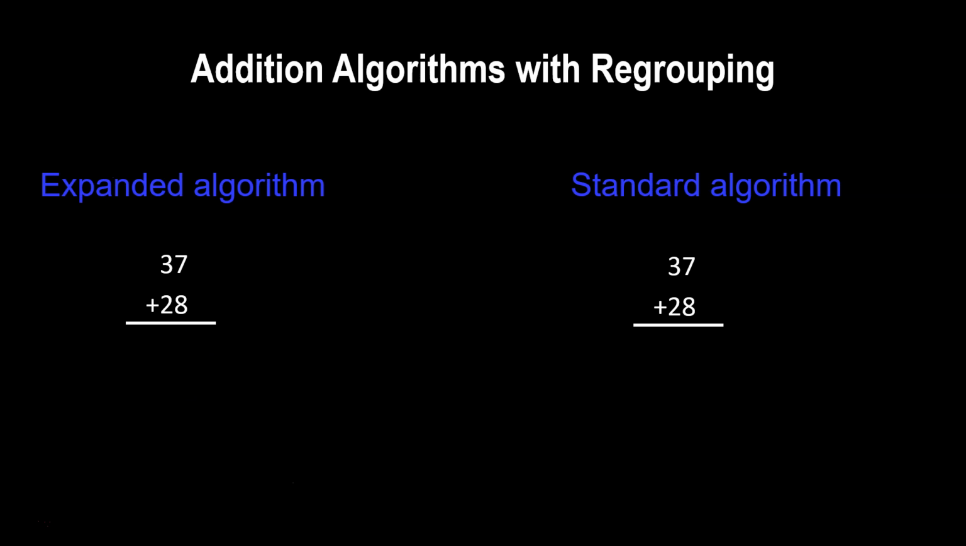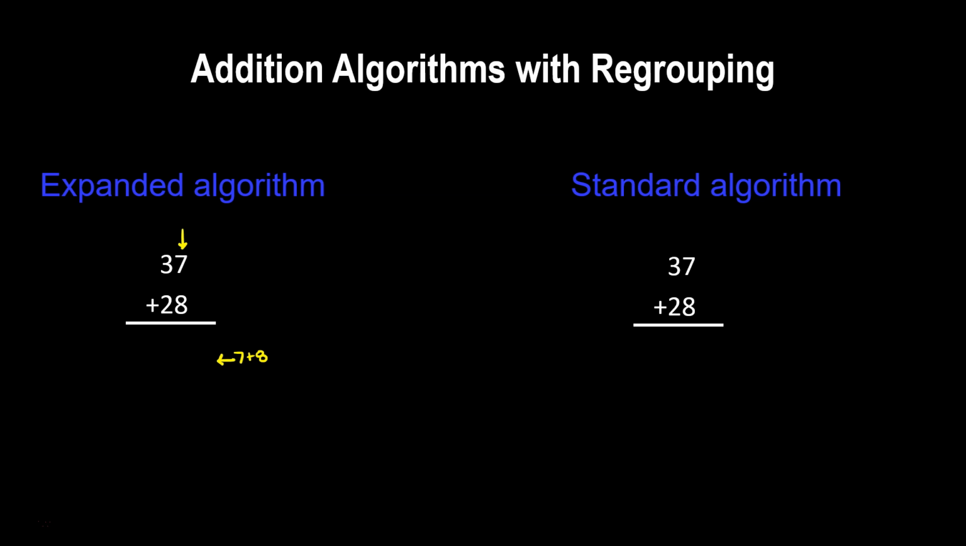Let me show you an example where regrouping is required. For example, 37 plus 28. If I were to do this using the expanded algorithm, I would look at my ones place first. So that would be 7 plus 8.